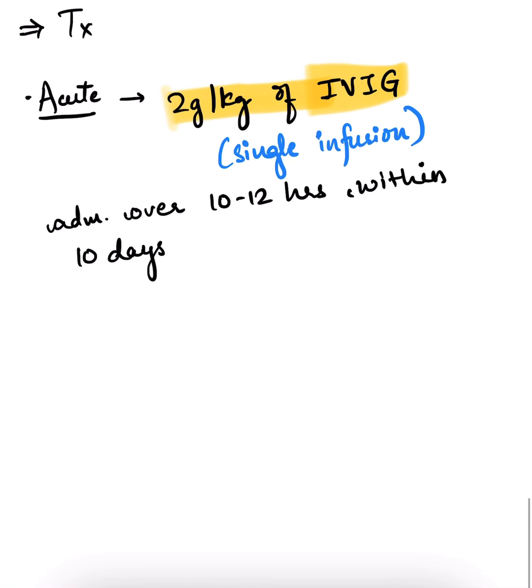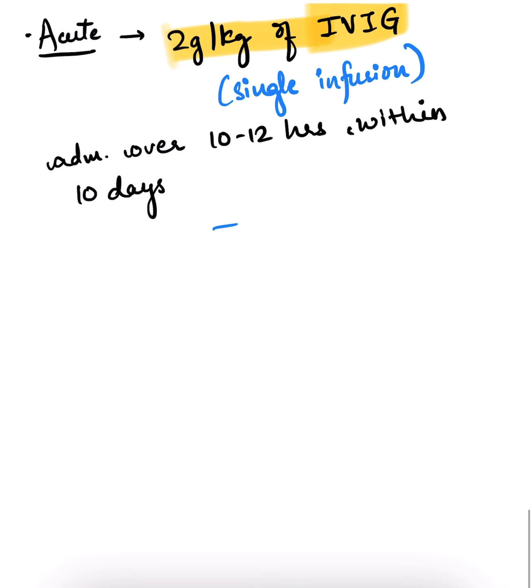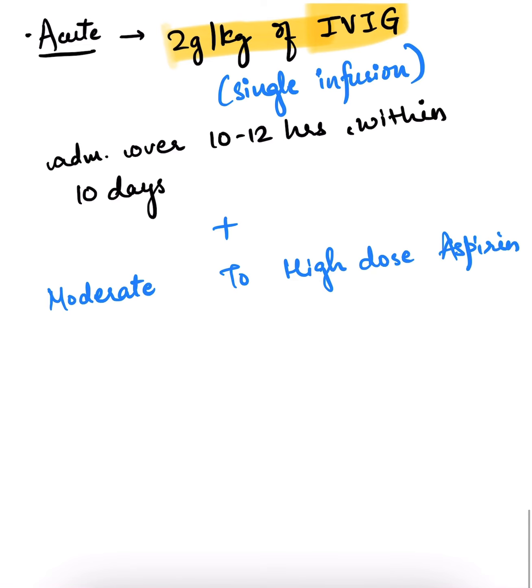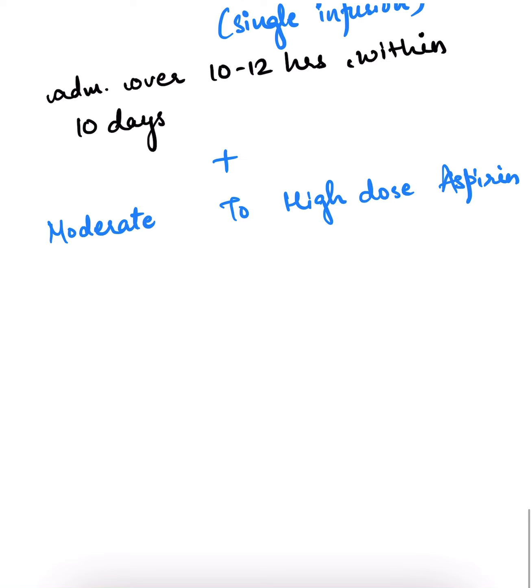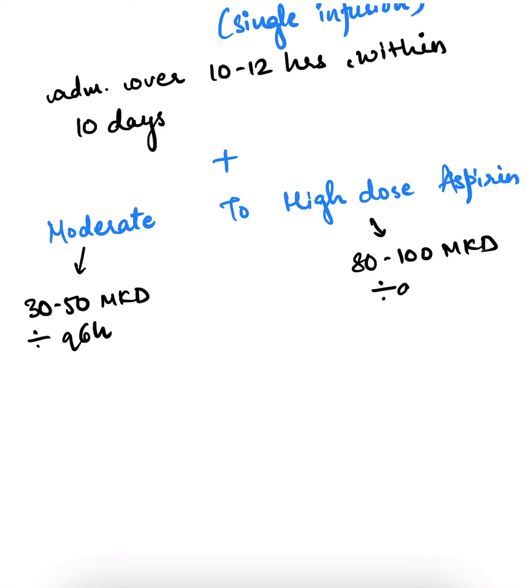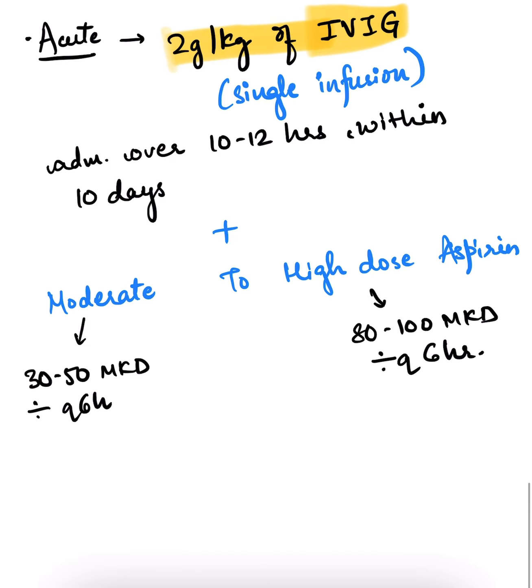Okay, so what else is given? So plus I will write as moderate to high dose of aspirin is given. So how much is the moderate and high dose? So moderate dose is 30 to 50 mkd divided every 6 hours, and the high dose is 80 to 100 mkd divided every 6 hours. So aspirin and IVIG is given in the acute phase.